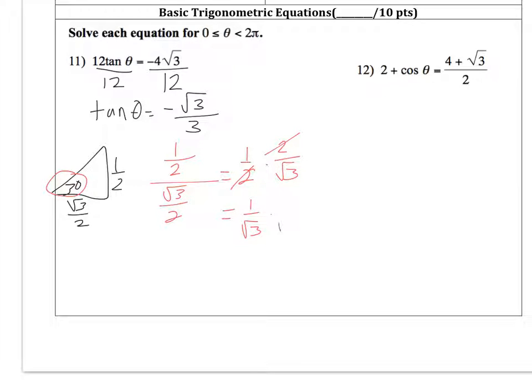which I could rationalize the denominator, multiplied by root 3 over 3. And if I take a look at that, I get the square root of 3, and then square root of 3 times square root of 3 is square root of 9. Square root of 9 is 3.